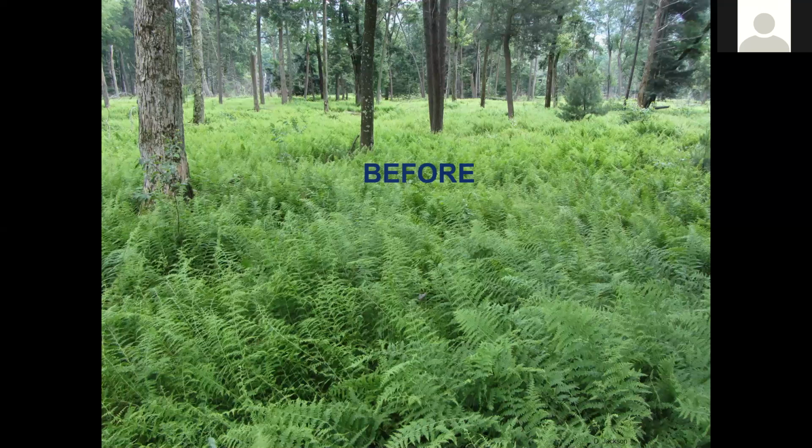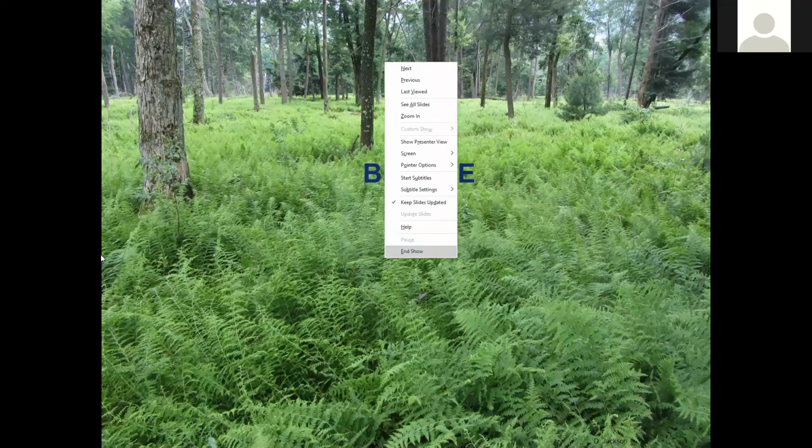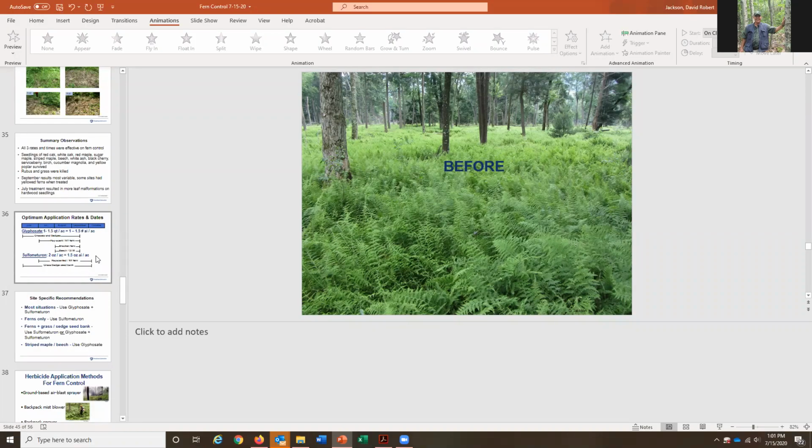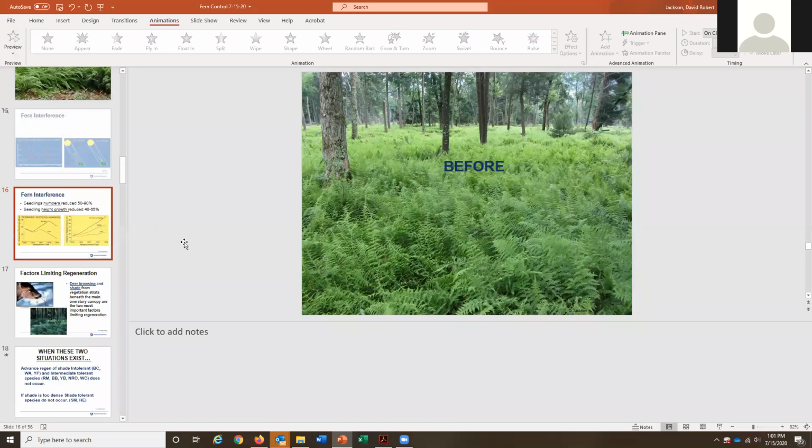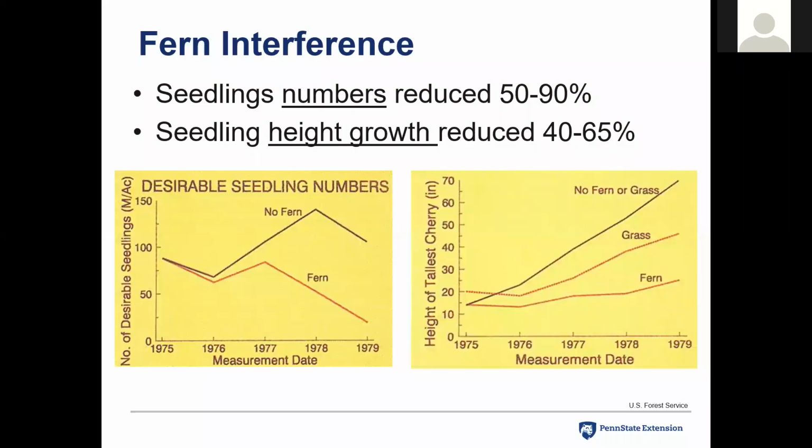Yeah, so that's exactly what they showed in those studies, Pete. Those studies that I showed you the charts from were inside fences, so keep that in mind. This was reduction of seedling numbers and seedling height growth without deer. That's what's telling to me about fern, is that this happens even inside fences if you don't control the fern. Seedling numbers and seedling height growth is tremendously reduced.